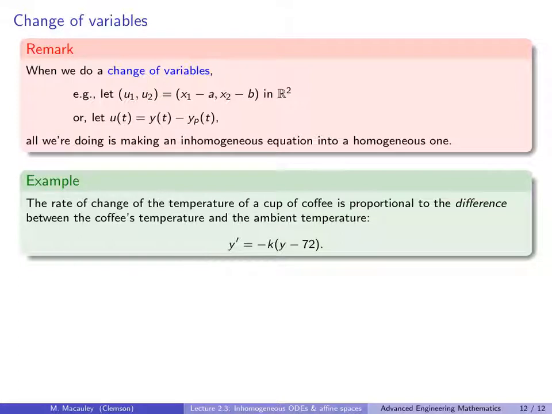This is Newton's law of cooling. Let's suppose that the rate of change of the temperature of a cup of coffee is proportional to the difference between the coffee temperature and the ambient temperature. Mathematically, this says that if y(t) is the temperature, then y' is proportional to, that means times a constant, we're going to put a k in front because it's a decay equation, times this difference, which is y(t), the temperature, minus the ambient temperature, let's call it 72.